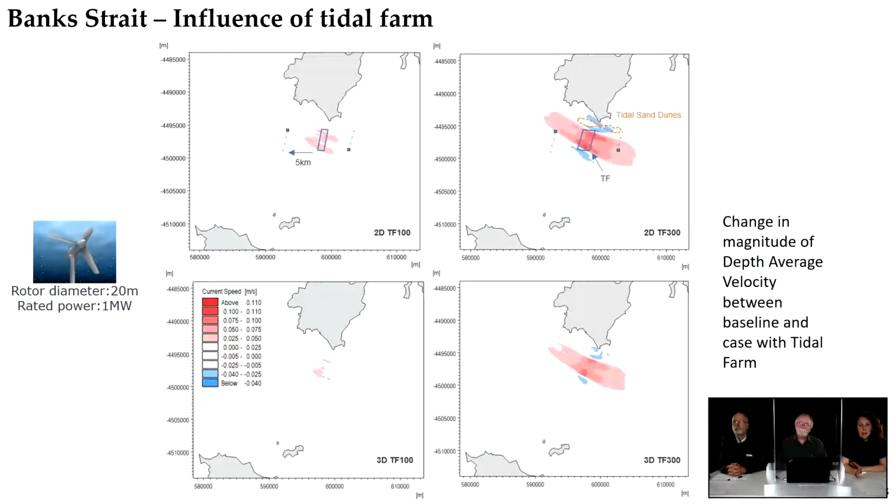This is a map of the change in the current speed between the state without turbines and the state with turbines. I modelled in 2D and in 3D. For the tidal farm of 100 turbines, the spatial extent of the change does not go beyond 5 kilometers. It's more around 2 kilometers.